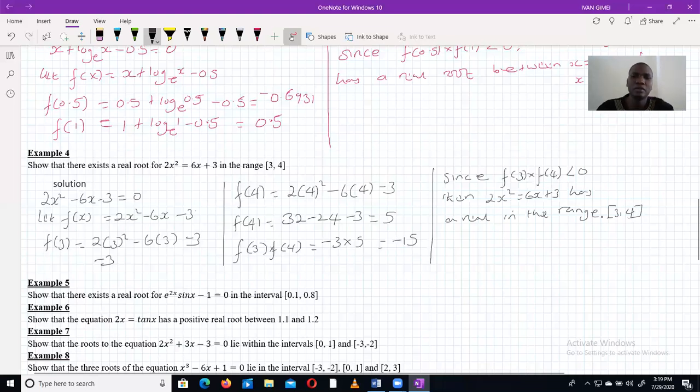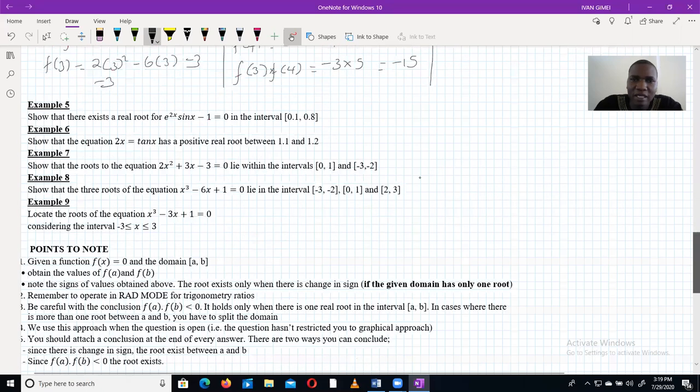That's what you do with that. So that marks the end of those. Remember the first question and the second one, we just learned. This one we're looking at why you should bring them to one side and define your function as f of x equals 0. Now the next one, we're going to look at another concept.